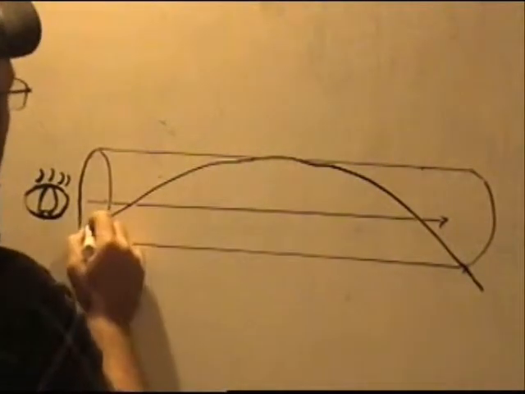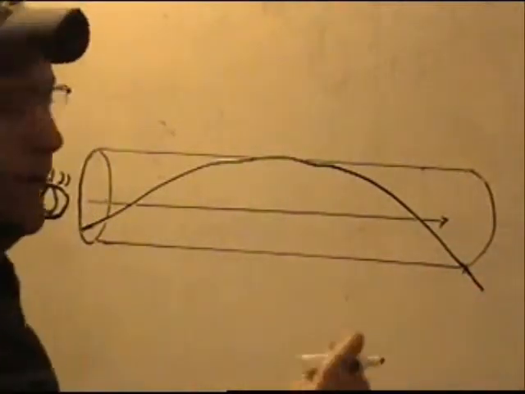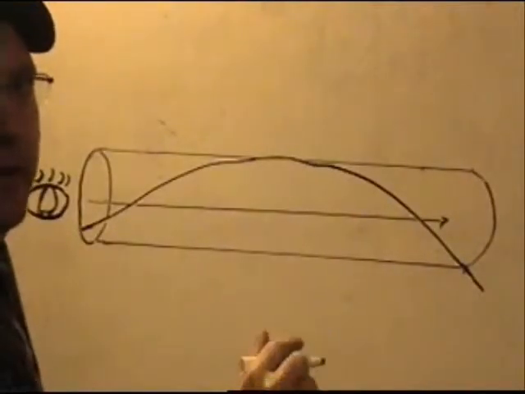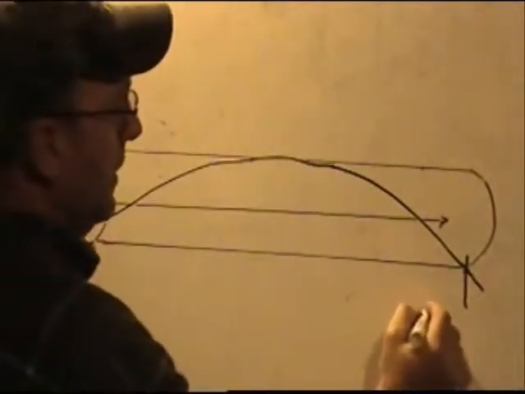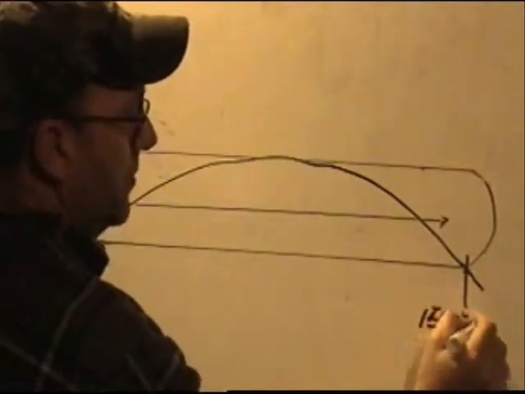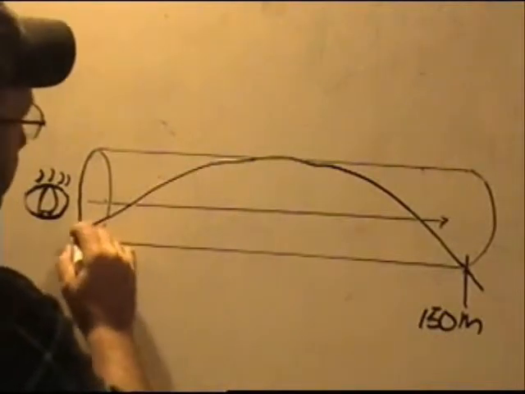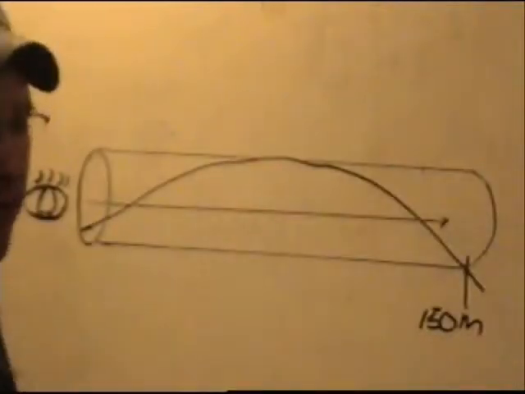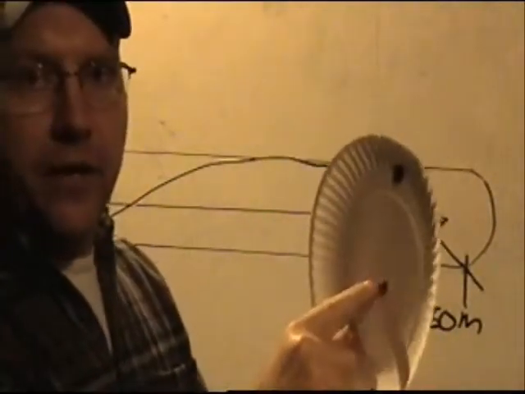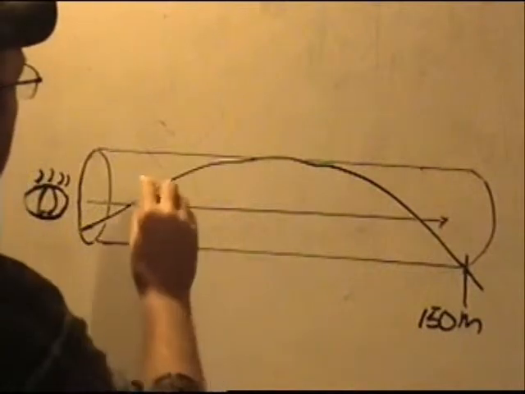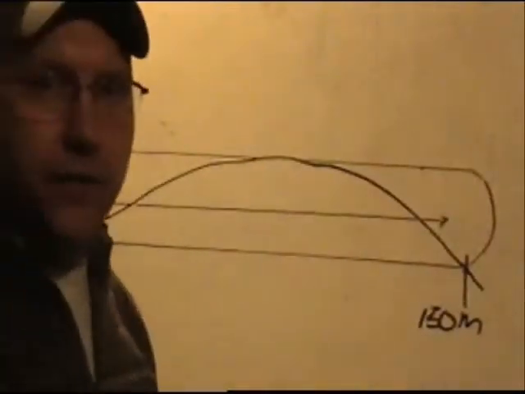You don't want to go any further because the arc of the bullet is going to have to travel outside the tube. So let's just say that with the load you worked up in that muzzleloader, the point where it drops out of the tube is 150 meters. Okay, so you've got 150 meters. Now, you know that if you aim dead center of that vital area on that deer, that bullet should kill that deer out to 150 meters.